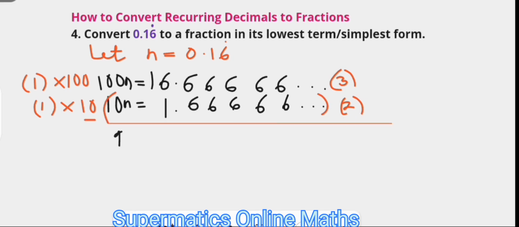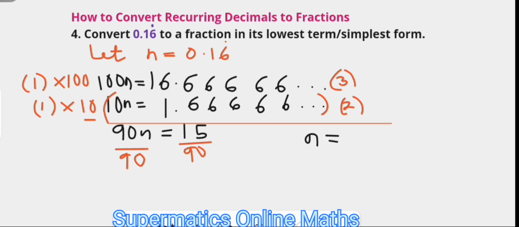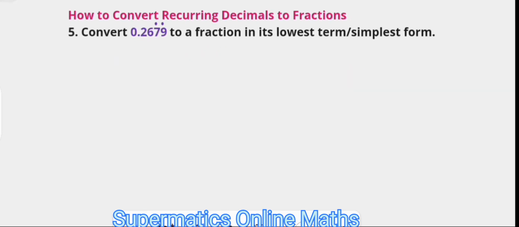This gives 90n equals 15. Then we divide both sides by 90, where n to its lowest term is finally 1 over 6, meaning that 0.16 with the 6 recurring is 1/6. Now, do not go yet. Let's take a look at this final one. It is a tricky one.